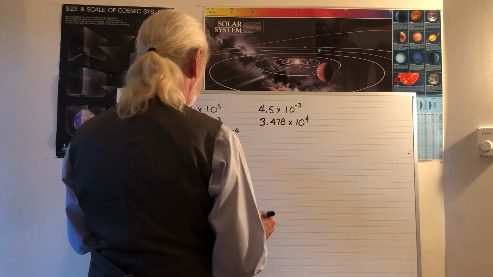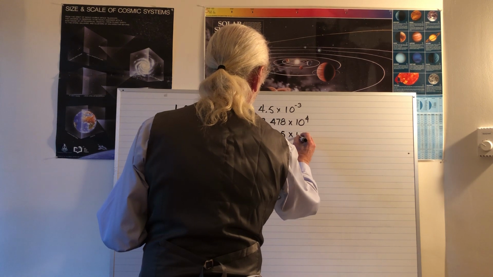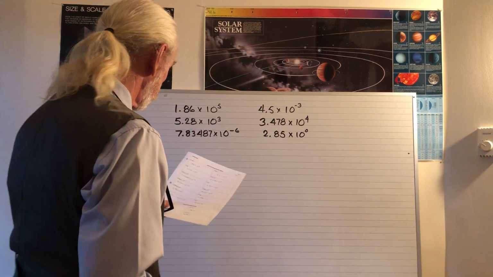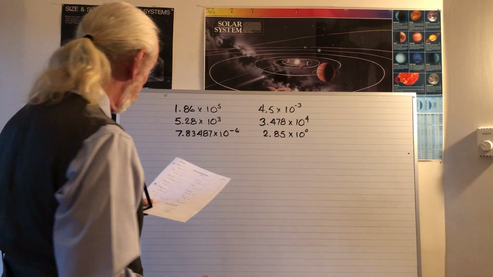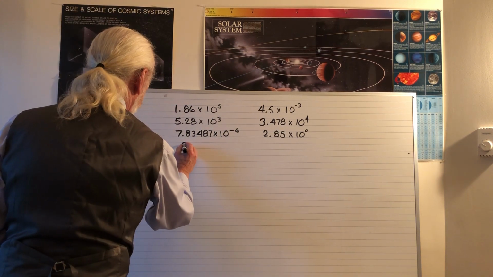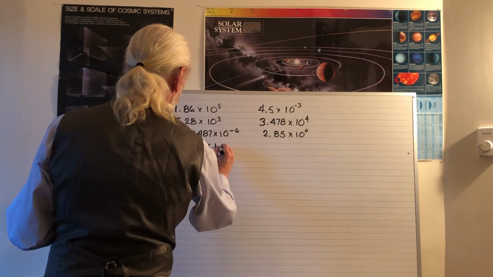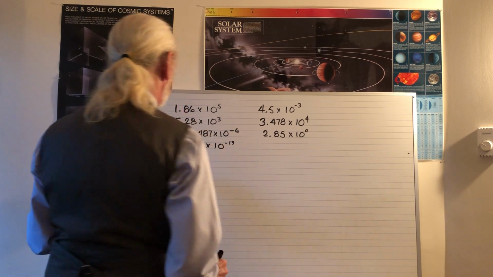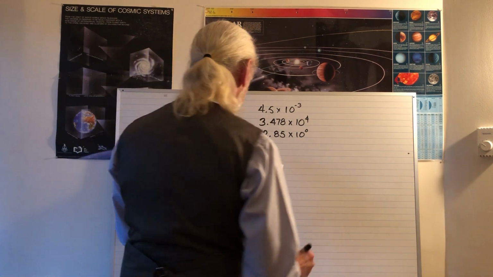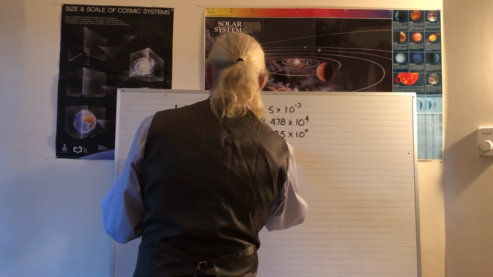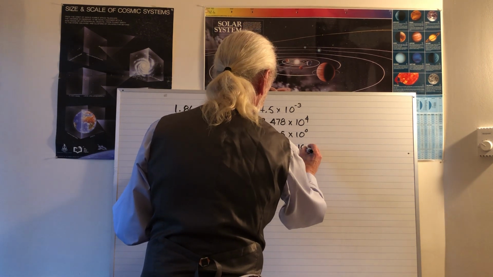Okay. 2.85, we can just do this, 2.85 times 10 to the 0. The next one is 0.000859 times 10 to the negative 9. That converts to 8.59 times 10 to the negative 13. The next one is 0.0835 times 10 to the 6, converts to 8.35 times 10 to the 4th.